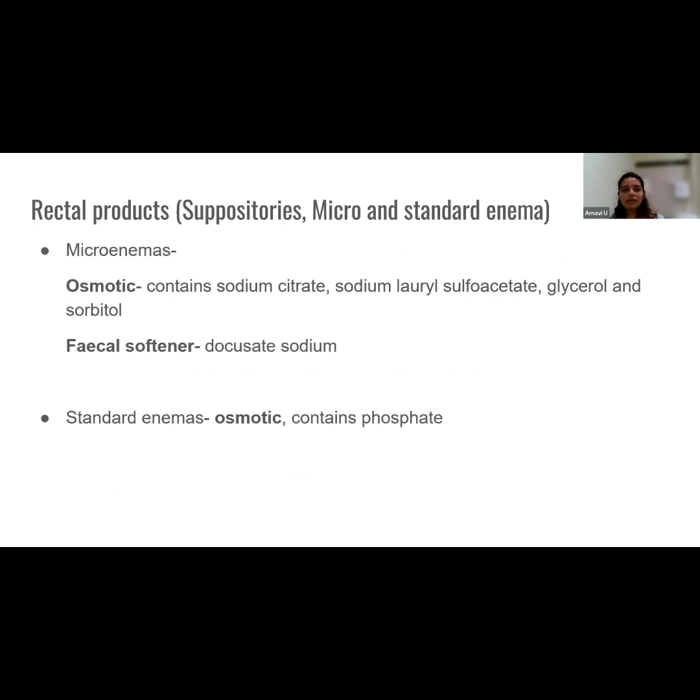Microenemas, again, are osmotic. They contain sodium citrate, sodium lauryl sulfoacetate, glycerol, and sorbitol. Or they can be fecal softeners, such as docusate sodium. And standard enemas are usually osmotic in nature. They contain phosphate.